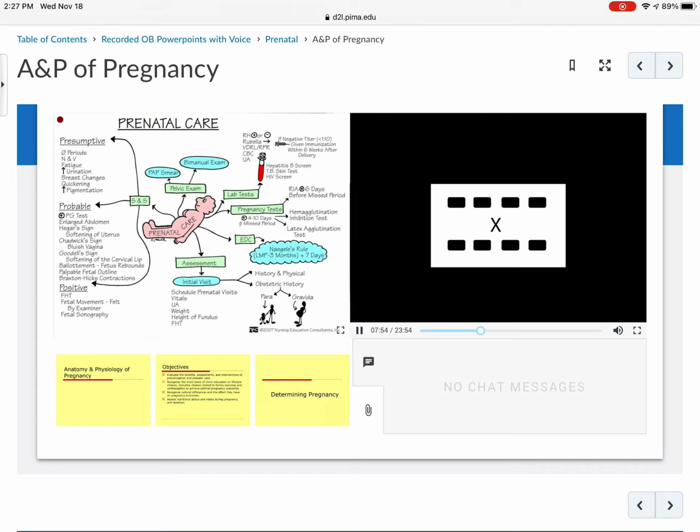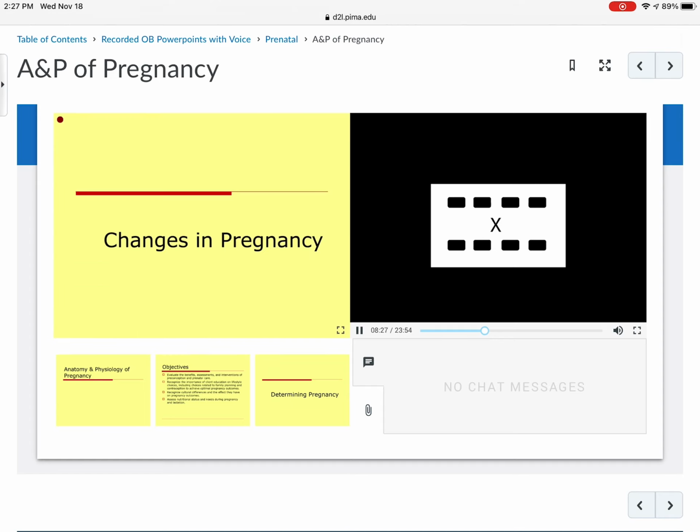And here's kind of a study-all slide. Here for prenatal care, you can see what the presumptive signs are. Quickening is just you can feel the baby moving. Go with presumptive, and then you've got the probable, and then you've got the positive signs. You've got pregnancy tests with the hormone levels. You've got the lab tests that they take. You've got Nagele's rule, history and physical, the GTPAL. So that could be a useful slide to study off.